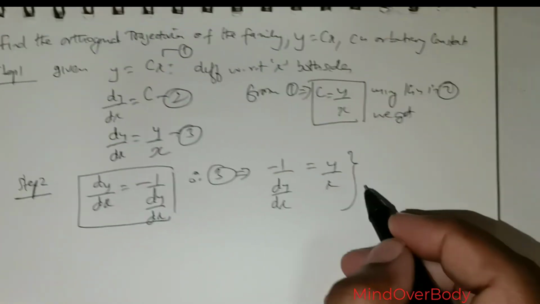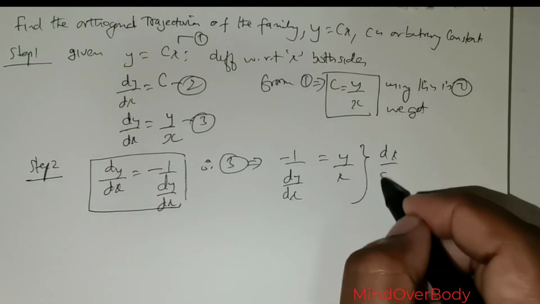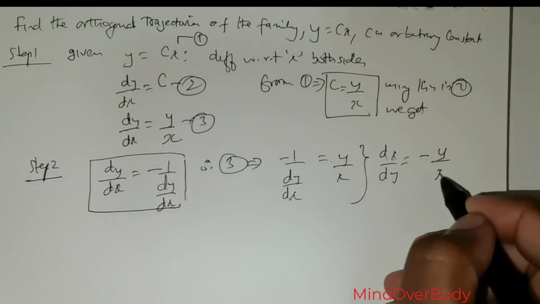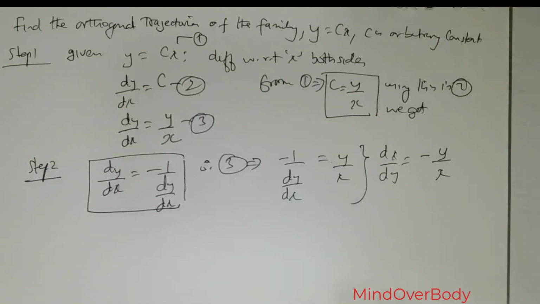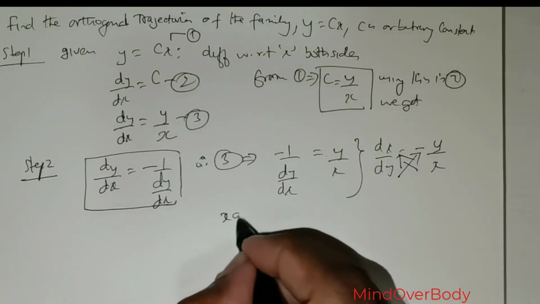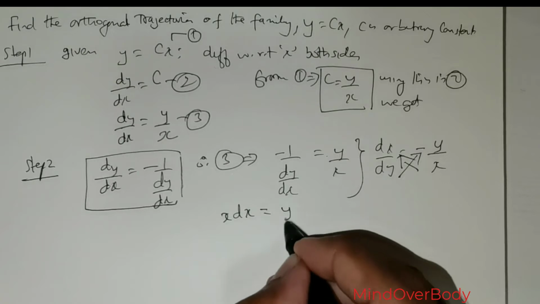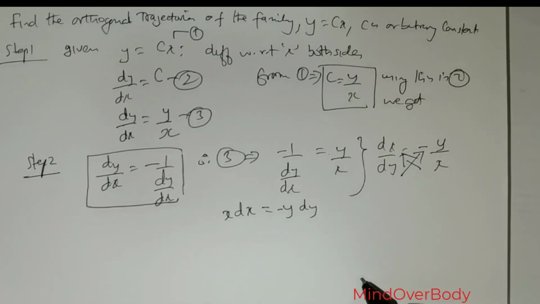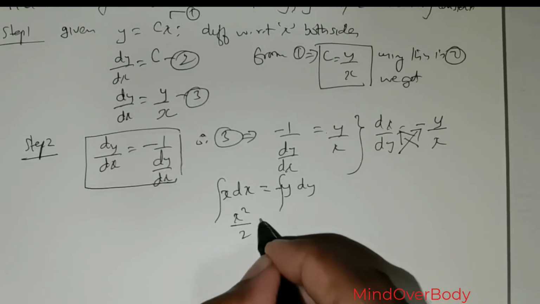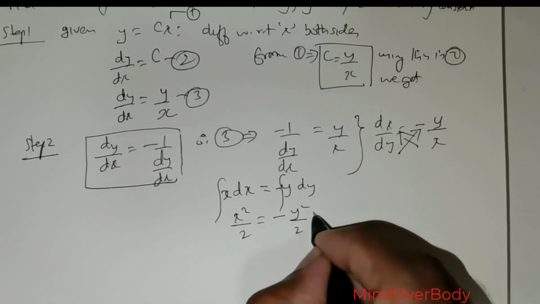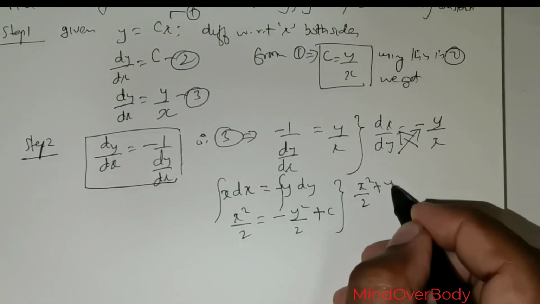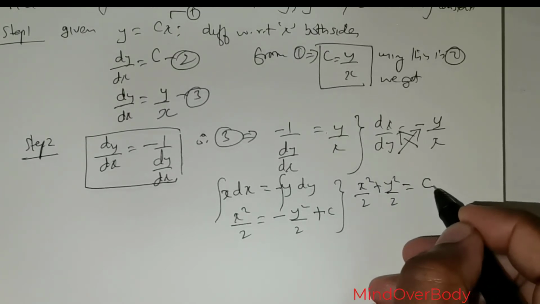So if I were to flip this, this is going to give me dx over dy. I'm going to place the negative sign on the right side, so it's going to be negative y over x. So this is what we're going to have. So using variable separable, I can move this and this in this fashion. So this is going to give me x times dx is equal to negative y times dy. So I would be integrating both sides. So if I integrate, this gives me x squared over 2 is equal to negative y squared over 2 plus an arbitrary constant c, which can be rewritten as x squared over 2 plus y squared over 2 is equal to some c.